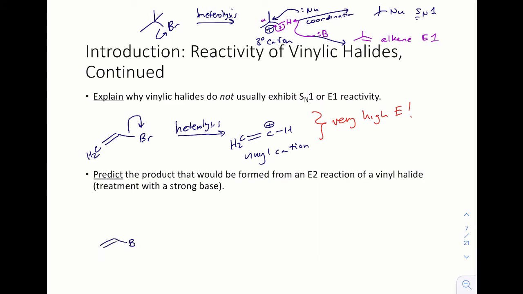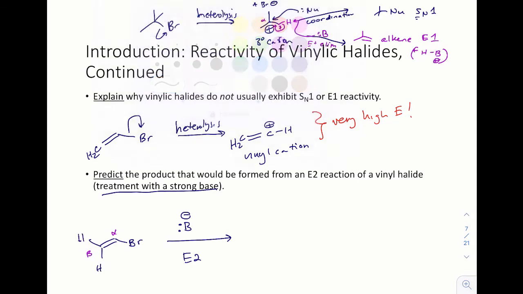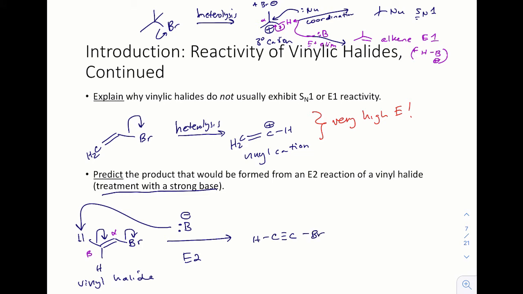However, finally, a reaction that vinyl halides might undergo: what product would be formed from an E2 reaction of a vinyl halide? E2 reactions require treatment with a strong base, and that base deprotonates beta to the leaving group, beta to the halogen. And in the case of a vinyl halide, as we learned in Organic Chemistry 1, an alkyne will be formed when it is treated with a strong base.